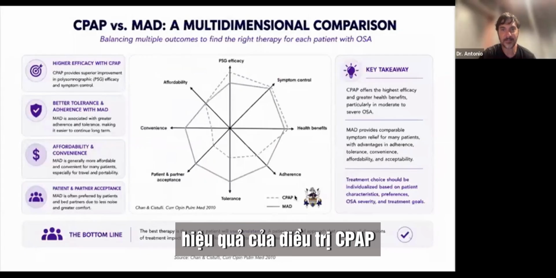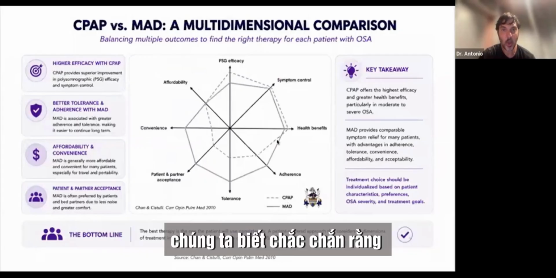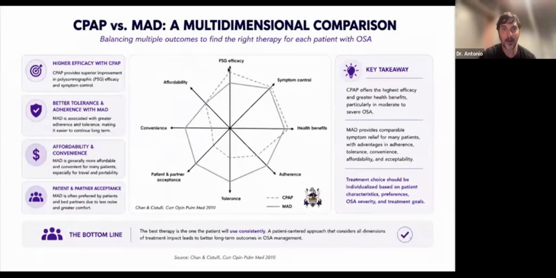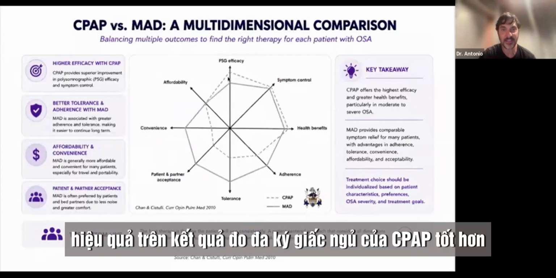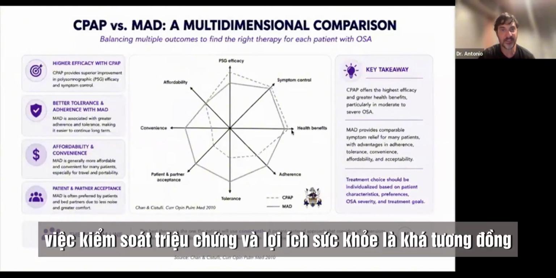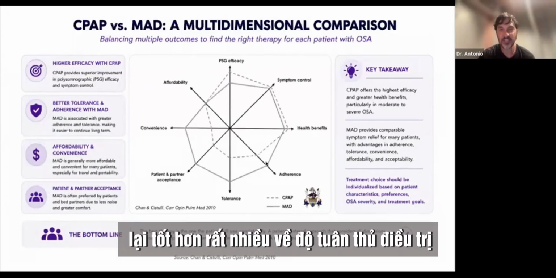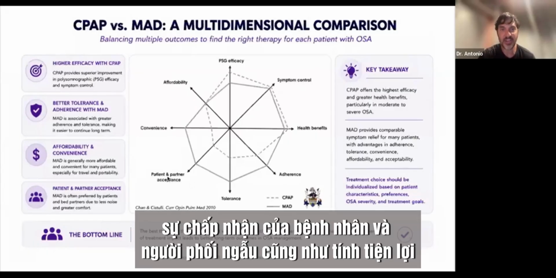And when we compare the efficacy of the CPAP treatment with the MAD treatment, we know for sure that the polysomnographic efficacy is better with CPAP. The symptom control and the health benefits are quite similar, but the MAD treatment is much, much better in terms of adherence, tolerance, patient and partner acceptance, and convenience.